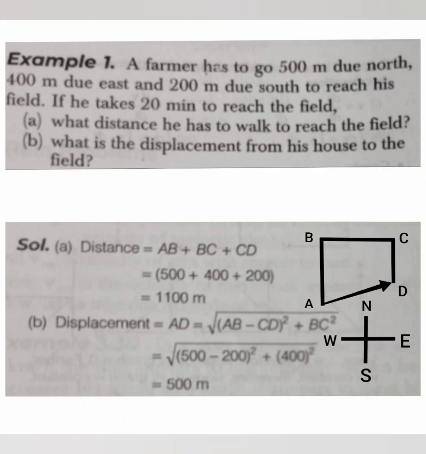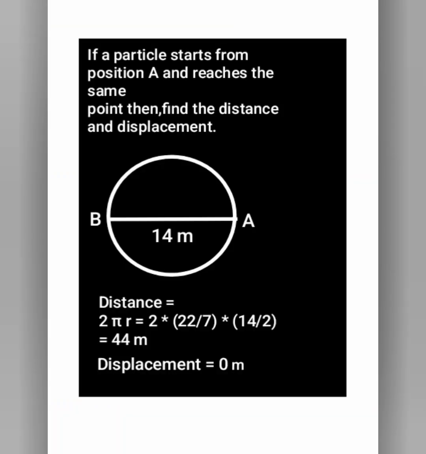This is the displacement. In this problem, a particle starts from position A and reaches the same point. Then you have to find the distance and displacement traveled by the particle. So the distance will be the circumference of the circle, that equals 2 pi r. So 2 into 22 by 7 into 14 by 2. As here 14 meter is the diameter, the radius will be 14 by 2. After calculating, we get that the distance traveled by the particle will be 44 meter.